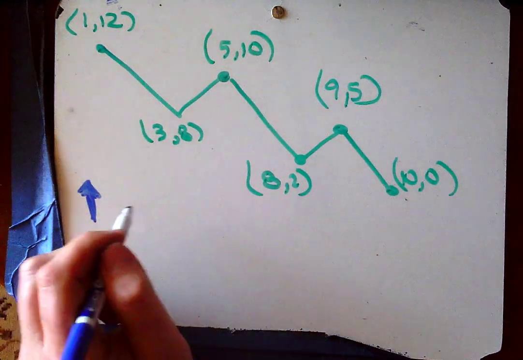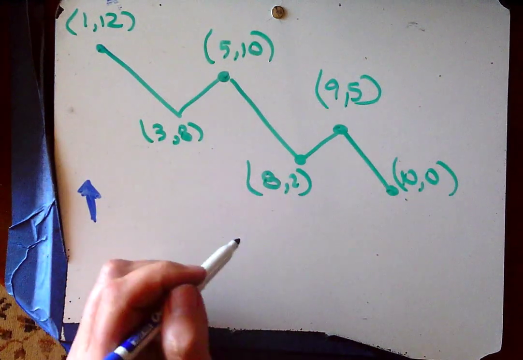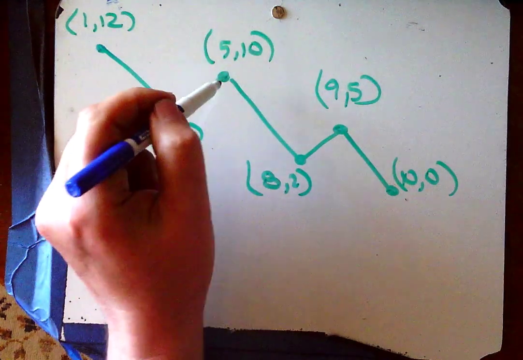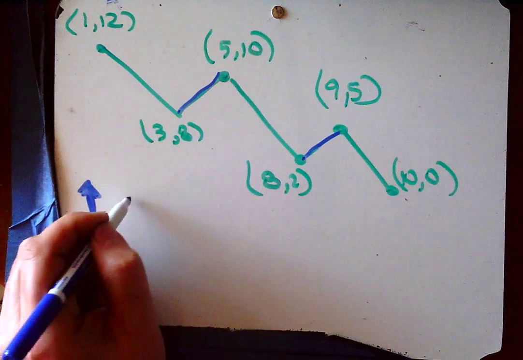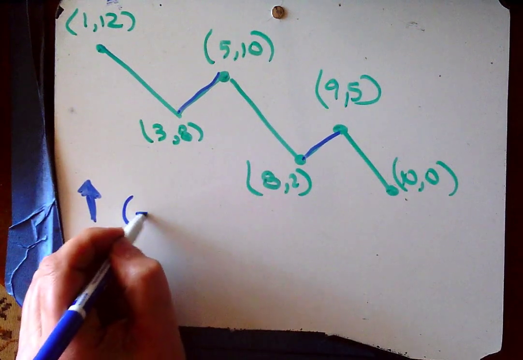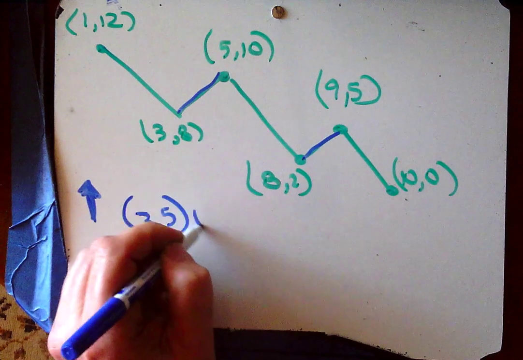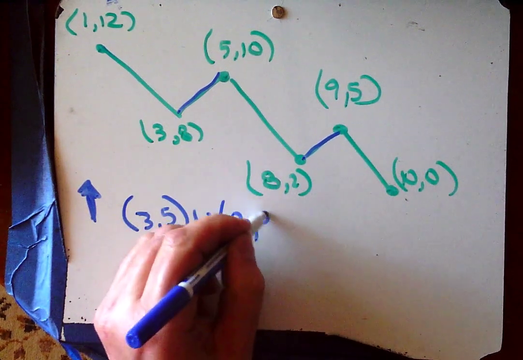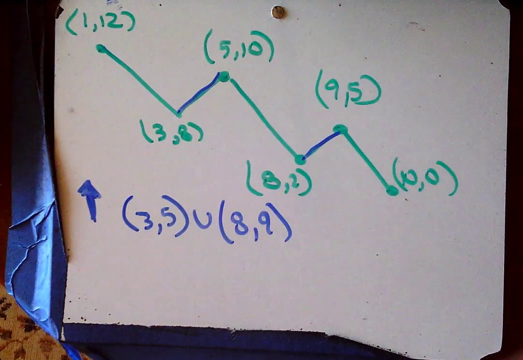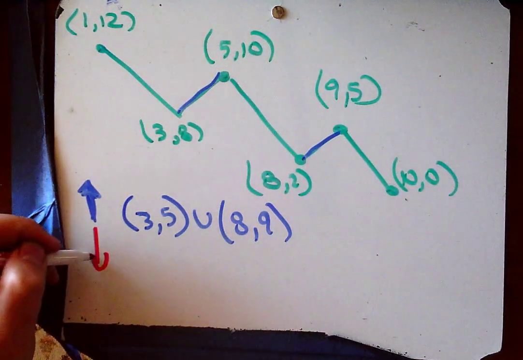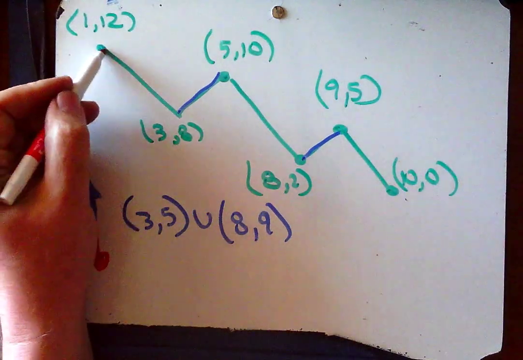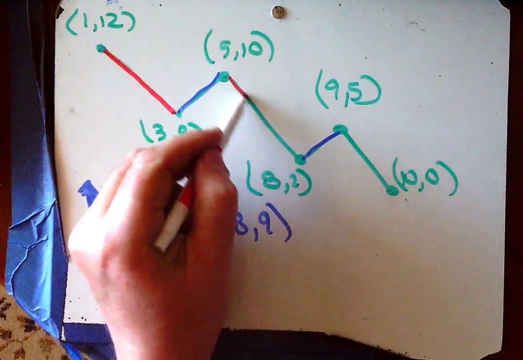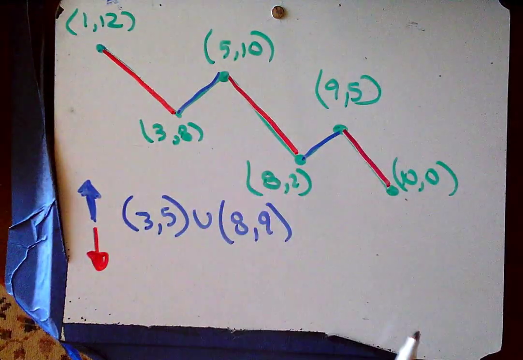Okay, so for increasing, we said if my function has positive slope, the function is increasing. So I have increasing here and increasing here. So function is increasing on 3 to 5, union 8 to 9. When is this function decreasing? Well, we said the function was decreasing whenever it had a negative slope. So here, and here, and here.